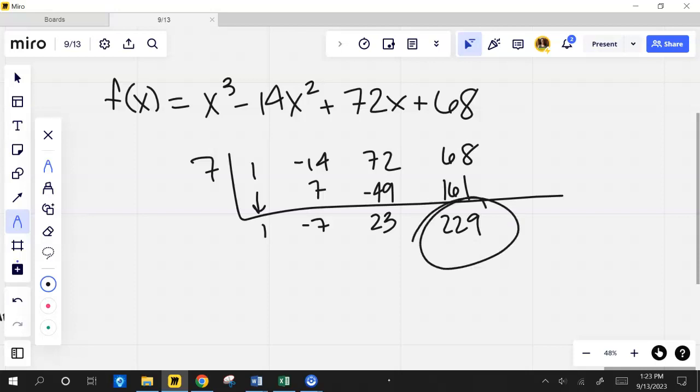229. So how many tickets were sold? 229. All right, let's do factor theorem. Do y'all need a break? No, y'all don't need a break in between. We need to push through.